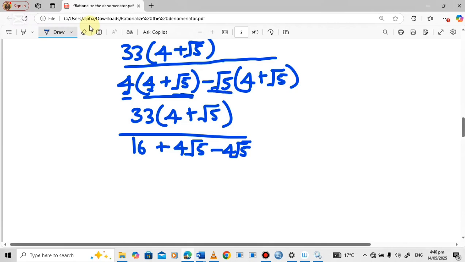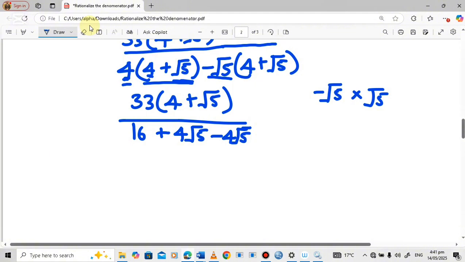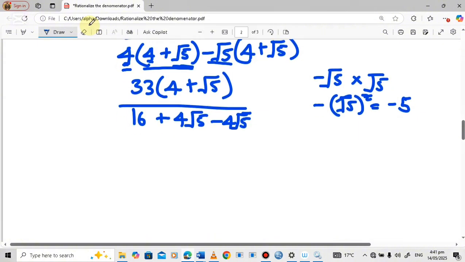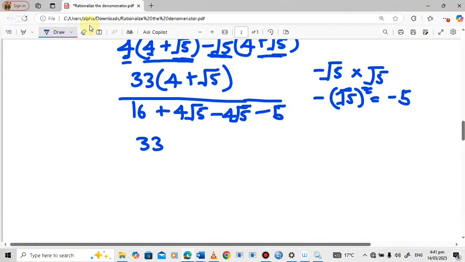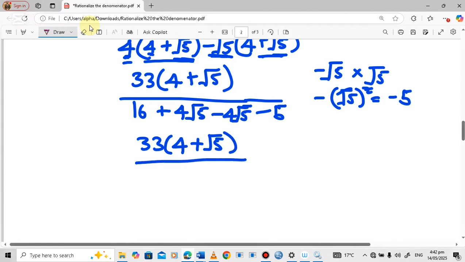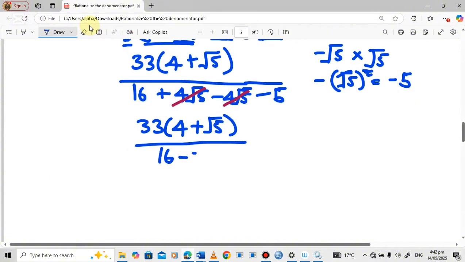Okay, then again negative square root of 5 times positive square root of 5. So it's like you have negative the square root of 5 times the square root of 5, like this. So this is same as negative then square root of 5 squared, such that the square root symbol and this will cancel. What will remain is negative 5. Okay, so we are saying negative square root of 5 times positive square root of 5 is minus 5, like this. Alright, so we are having 33 times 4 plus the square root of 5, then over, so this and this is going to 0, which means on the denominator we are going to have 16 minus 5.